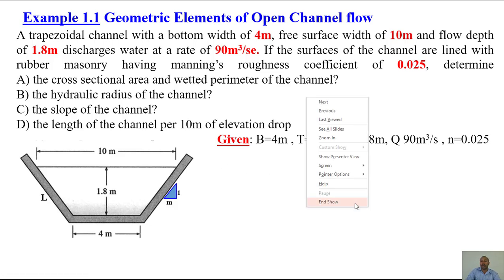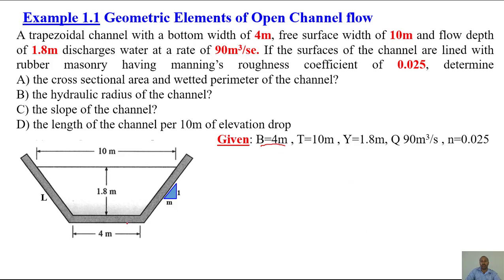So I hope you have the given parameters. The bottom dimension is given. So this is the geometry of the channel. You have 4 meter and 1.8 meter depth, and top dimension or free surface width of water surface, you have 10 meter, and also discharge 90 meter cube per second, and Manning roughness 0.025. So you are asked to determine the cross-sectional area. What is the cross-sectional area of this trapezoidal channel?